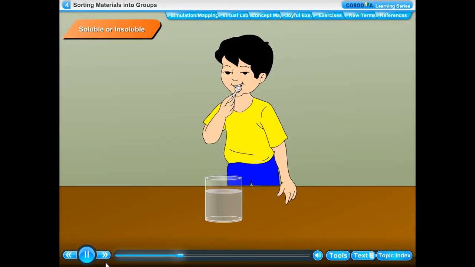If we taste this water, it is sweet. Why? Because the sugar is still there in the water, but its particles have become so small and spread uniformly in water that we cannot see them.